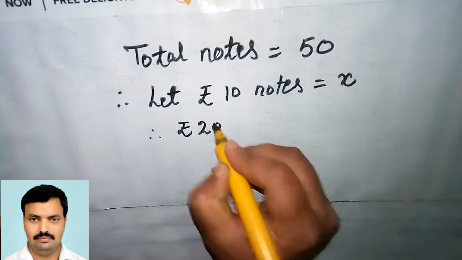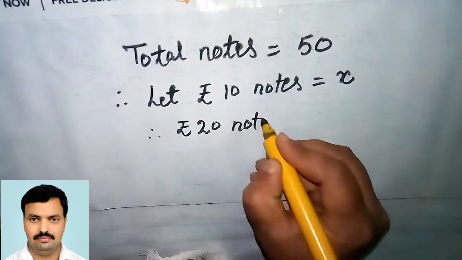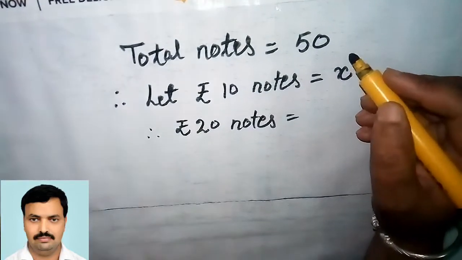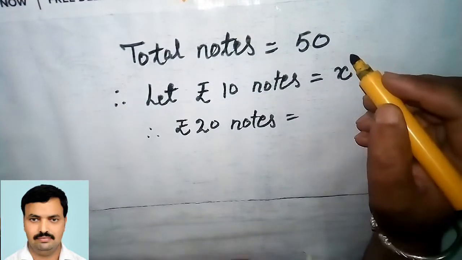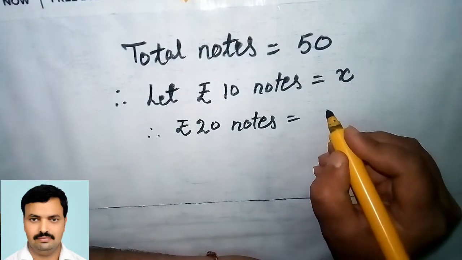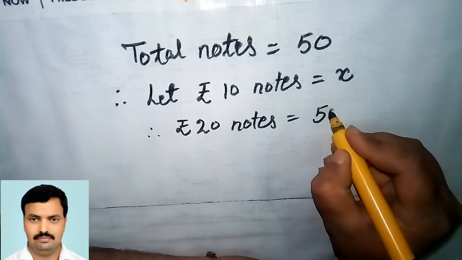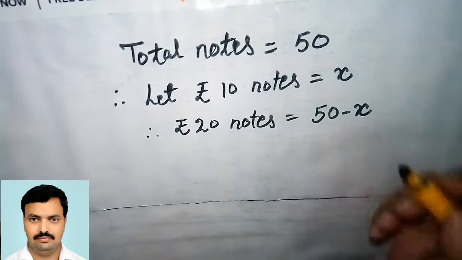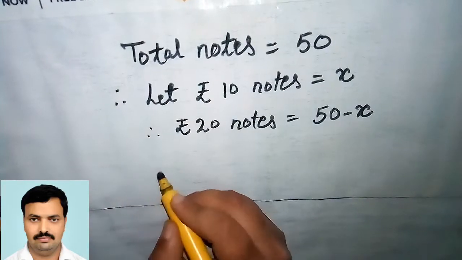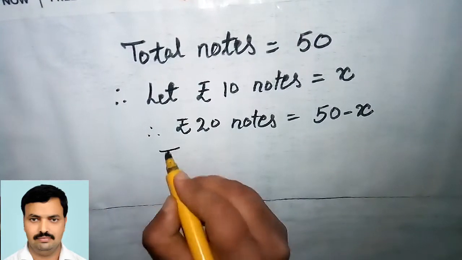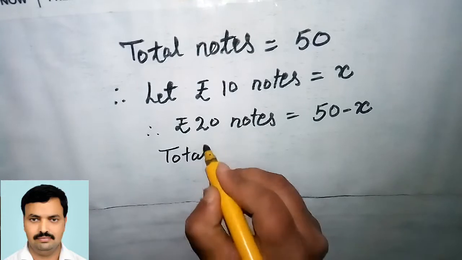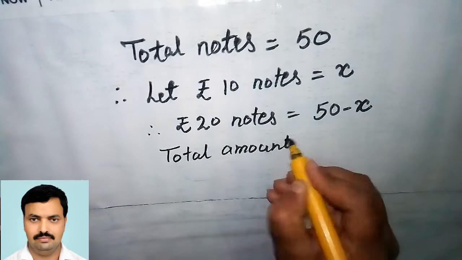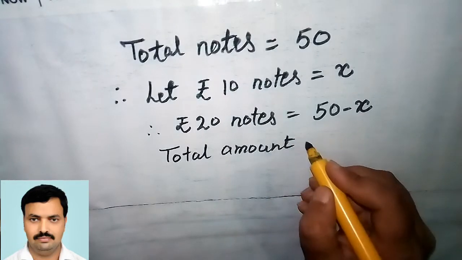And remember, total notes are 50, so 20 rupees notes will be 50 minus 10 rupees notes, that is 50 minus X, because 10 rupees notes are X. So 20 rupees notes will be 50 minus number of 10 rupees notes, that is X, and total amount is equal to rupees 800.